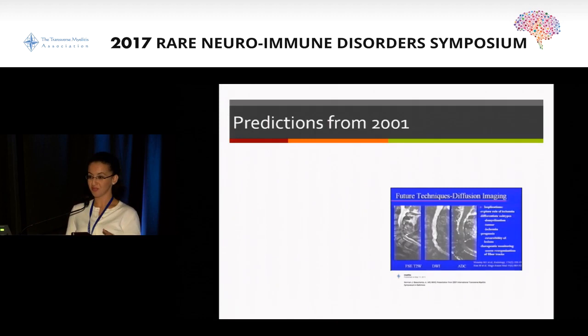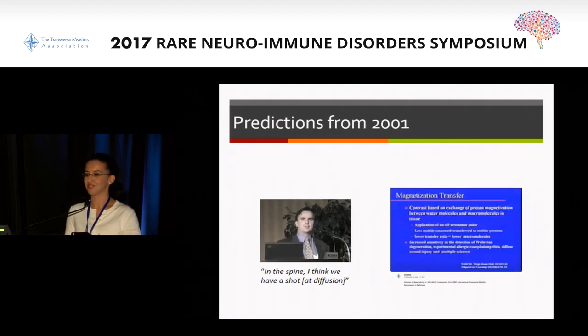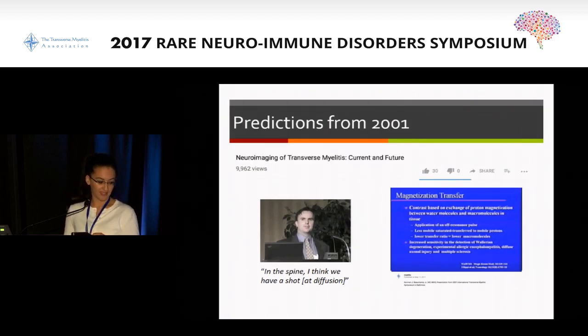And diffusion tensor imaging was mentioned in a gathering just like this 16 years ago by this man named Norman Beauchamp. I don't know him personally, but he did say, in the spinal cord, I think we have a shot at diffusion. He even mentioned magnetization transfer, right? As a technique that has potential in spinal cord imaging. So here I am 16 years later, right? And he had 10,000 views and 0 thumbs down, so I'm assuming all 10,000 people agreed with what he said. So that's fantastic, right, guys?